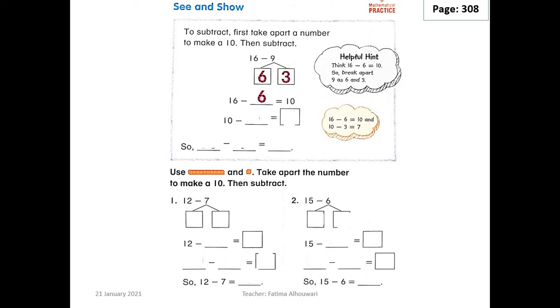Now, write a subtraction number sentence to finish solving the problem. As you see now, we have 10 minus, the other part is 3. So, 10 minus 3 equals 7. Excellent, grade 1. So, this is the final answer. So, 16 minus 9 equals 7. Did you get it, grade 1?